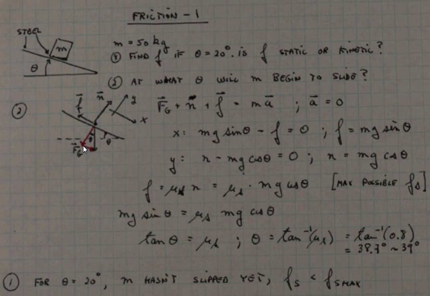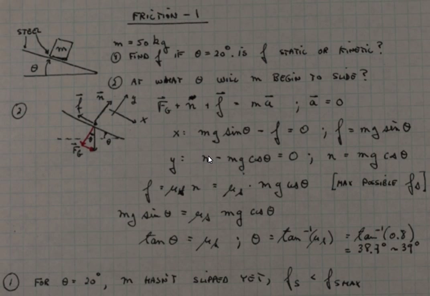And this right here is mg sine theta. This angle and this angle are the same. So mg sine theta represents both the magnitude and the direction in the x-axis system that I've chosen, minus f. f is up the plane, anti-parallel to this vector, and that's going to be equal to 0, which means the frictional force is mg sine theta.